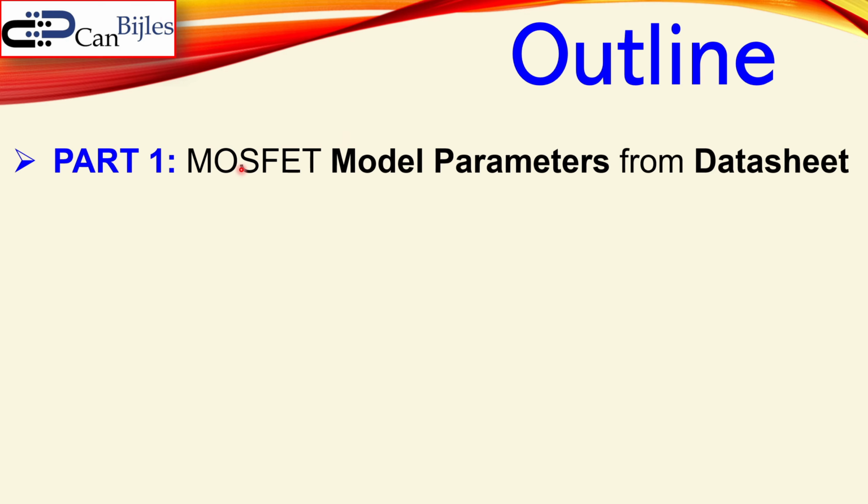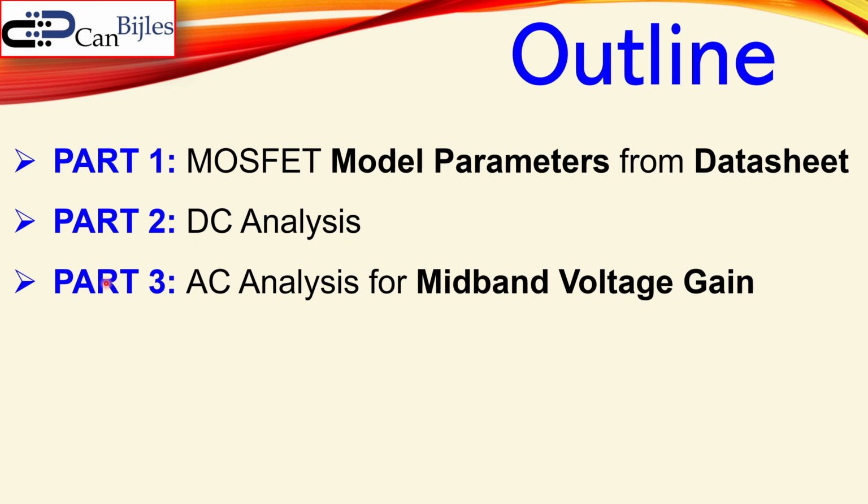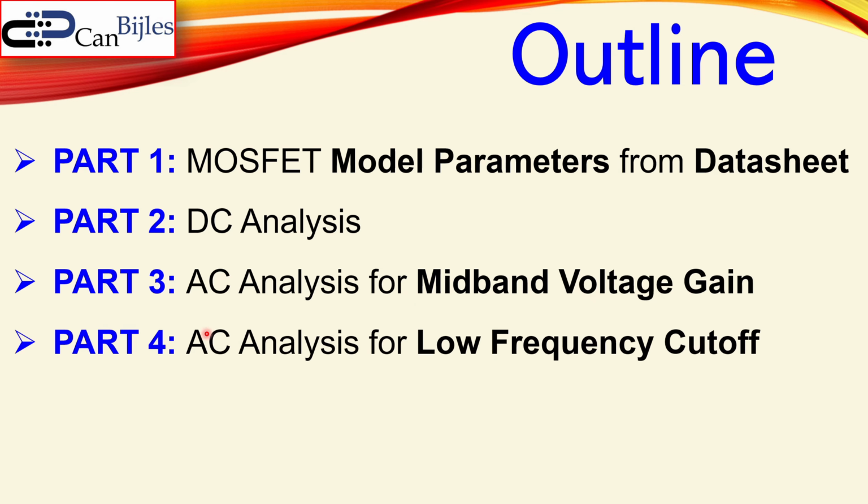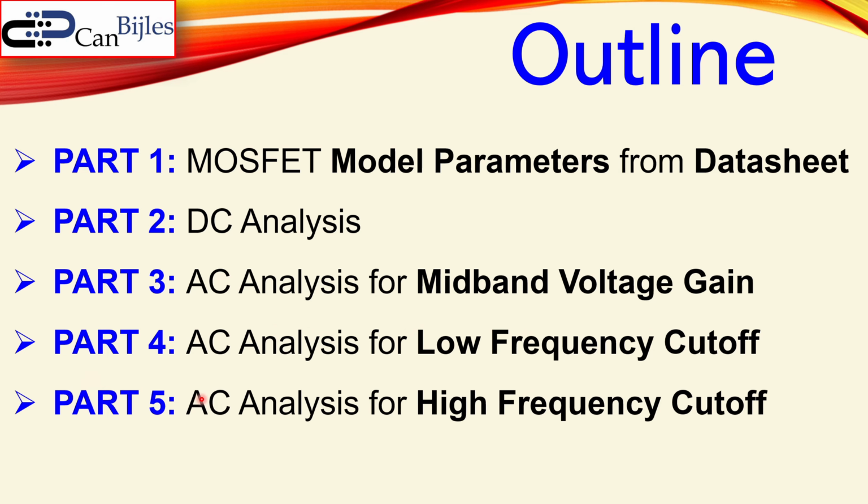Part 1 will discuss the MOSFET model parameters from the datasheet. So we will use the actual datasheet for the MOSFET and use that to extract the model parameters. In part 2 we will do the DC analysis on our circuit. Part 3 will discuss the AC analysis specific for the mid-band voltage gain. Part 4, AC analysis for the low frequency cutoff, so the low cutoff frequency. And then part 5 will discuss the AC analysis for the high frequency cutoff, so the upper cutoff frequency region.